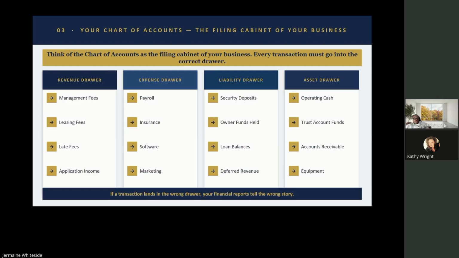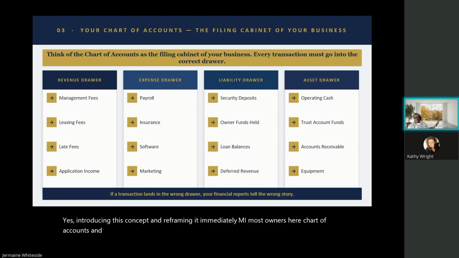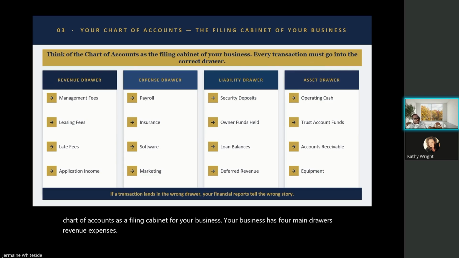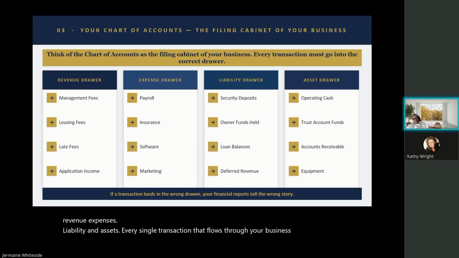Yeah, introducing this concept and reframing it: most owners hear chart of accounts and they immediately tune out. Let me frame it differently for you. Think of your chart of accounts as a filing cabinet for your business. Your business has four main drawers: revenue, expenses, liability, and assets. Every single transaction that flows through your business must go in the correct drawer.